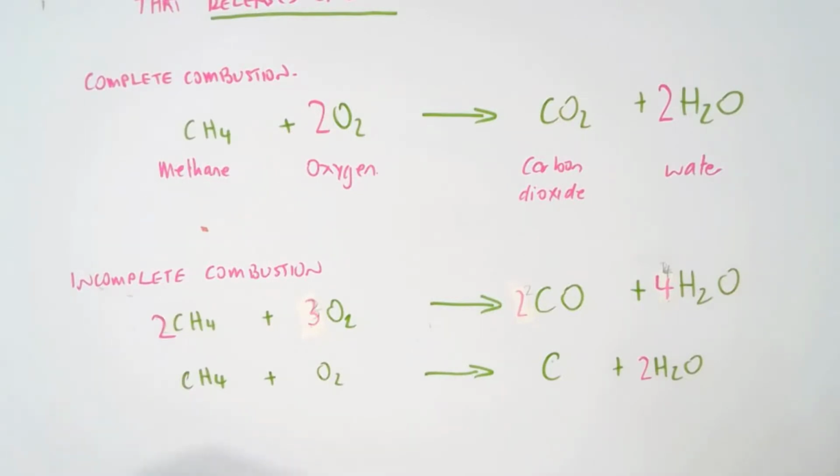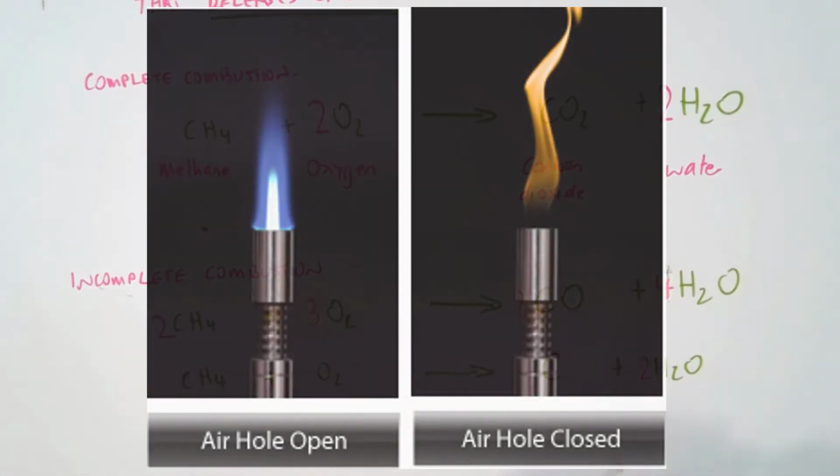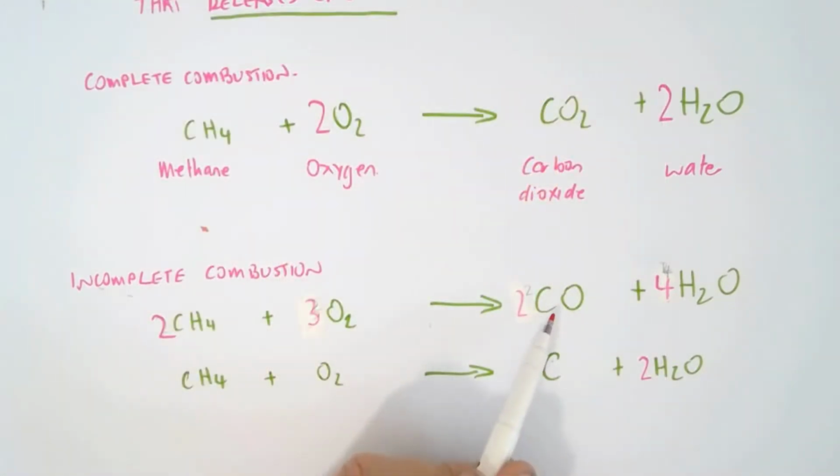Incomplete combustion means there's not enough oxygen to burn. Both of these occur in a Bunsen burner. When we have the working flame, when there's plenty of oxygen, the hole is open at the bottom, then we just produce carbon dioxide and water. You've got that hot blue flame. But incomplete combustion occurs when the sleeve is closed and the hole is not exposed. There's not enough oxygen going through. So carbon monoxide is produced as well as carbon.